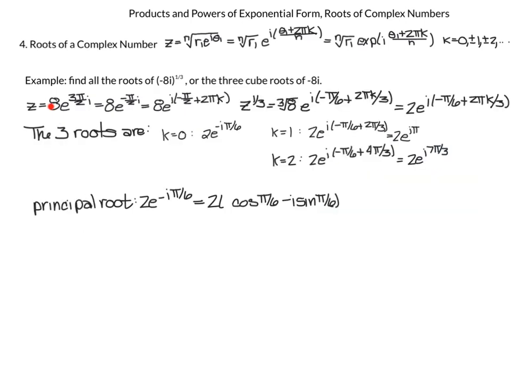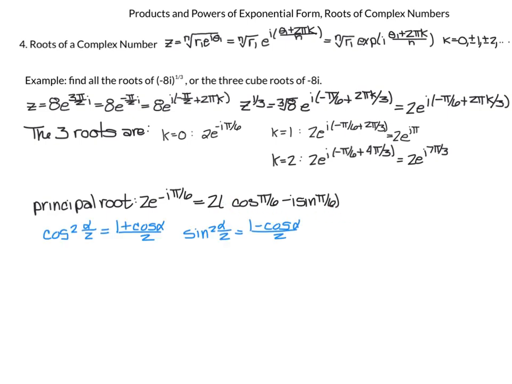I condensed my work over here. Here's my z. Here's when I took the cube root of z, and I named the three roots, when k equals 0, k equals 1, k equals 2. And I identified my principal root as 2e to the minus I pi over 6. And I cleared out this room because I wanted to put this back into kind of a Cartesian coordinate look or form.